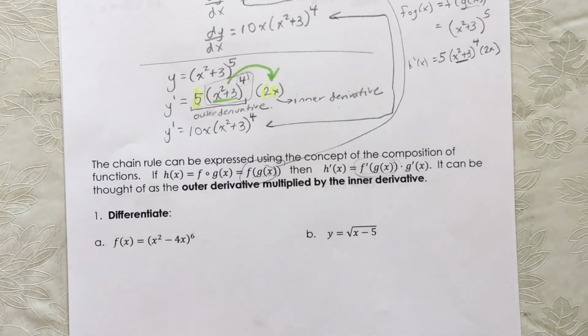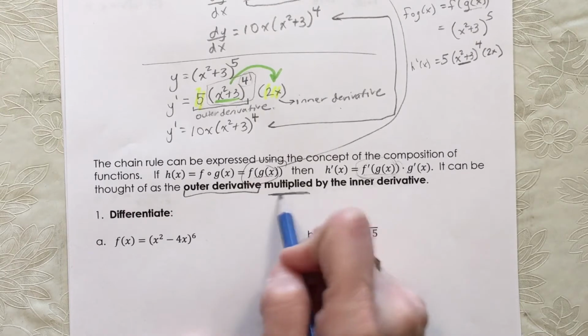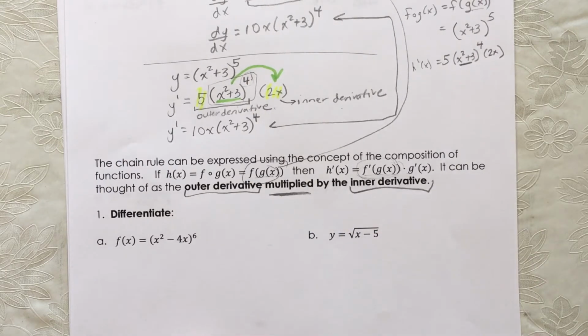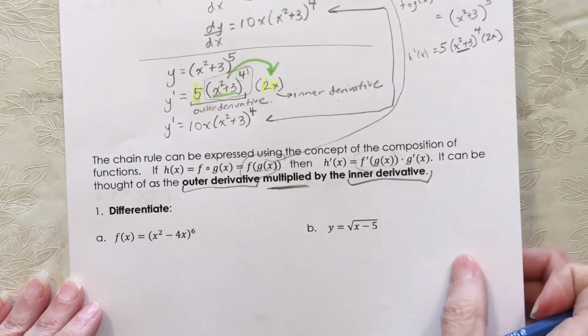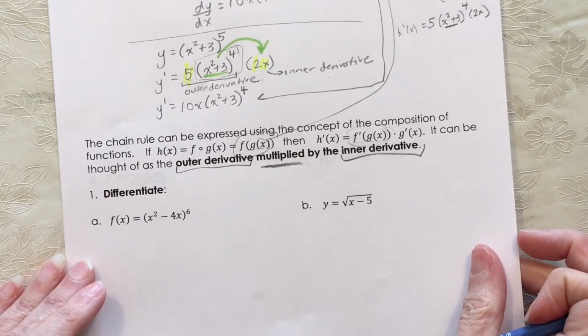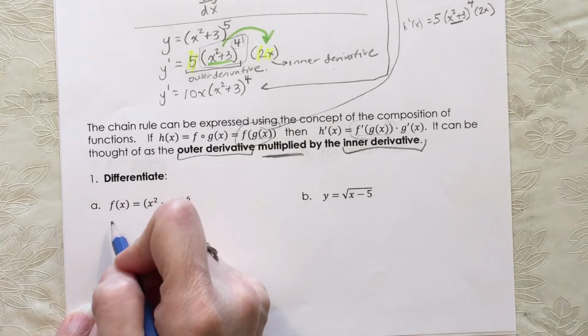And I think of it as outer derivative multiplied by, important, the inner derivative. Okay, so we're gonna practice a bunch of these and hopefully get good at them. So 1a, differentiate, so find the derivative of f at x equals x squared minus 4x to the sixth.